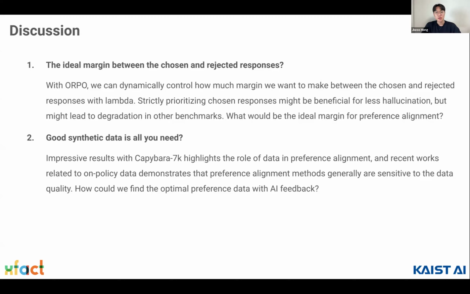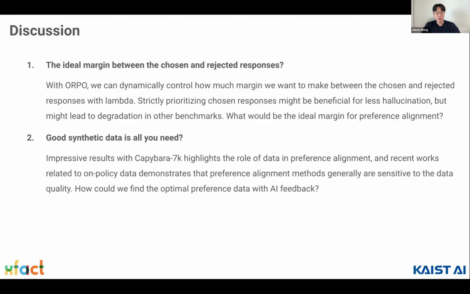So impressive results with Capybara using 7K instances highlights the role of data in preference alignment, especially in ORPO. And the related works these days say that on-policy data is really good for preference alignment with methods like DPO or PPO.